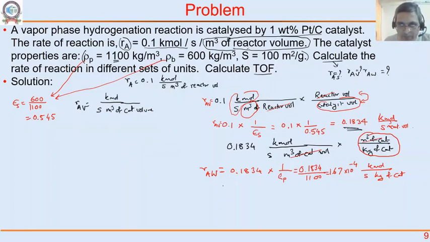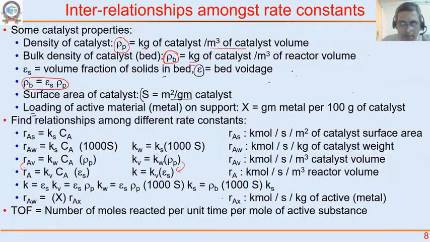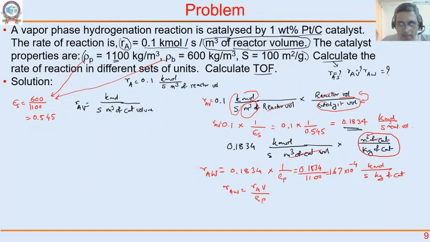So do you see how we have got RAW? RAW would be RAV divided by rho p. Isn't that what we had? Aren't they related? Isn't this what you are seeing? RAV and RAW. This is what we are trying to relate. Okay, let's go forward.